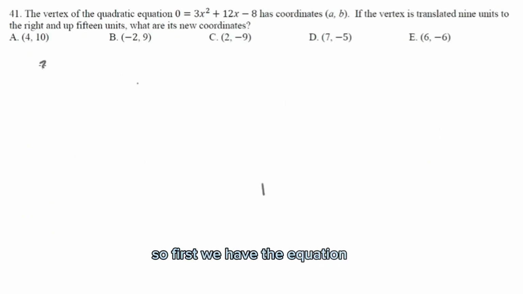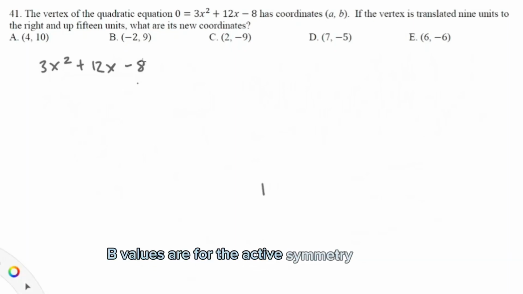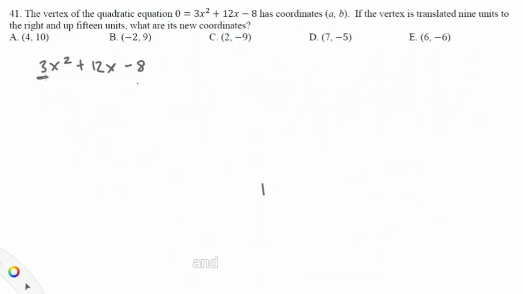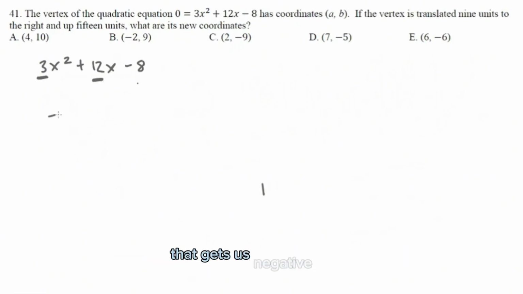So first, we have the equation 3x squared plus 12x minus 8. Alright, so first let's find out what our a and b values are for the axis of symmetry equation. The a value is 3 because it's the coefficient of the first term, and the b value is 12 because it's the coefficient of the second term. So if you plug it into the negative b over 2a formula, that gets us negative 12 divided by 6. Negative 12 divided by 6 is negative 2. So that's the x coordinate of the vertex and the axis of symmetry.